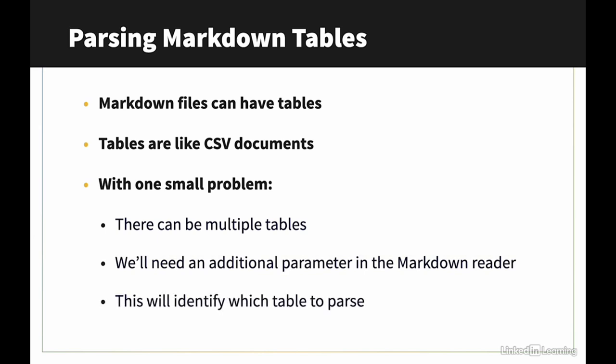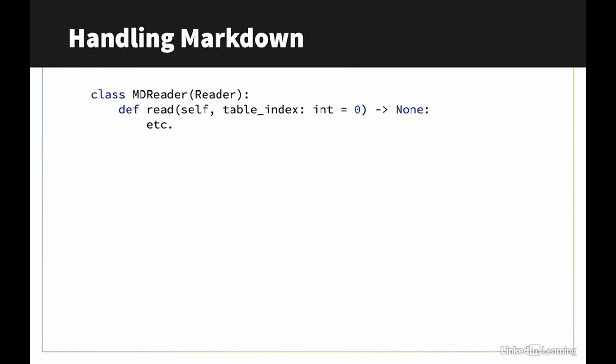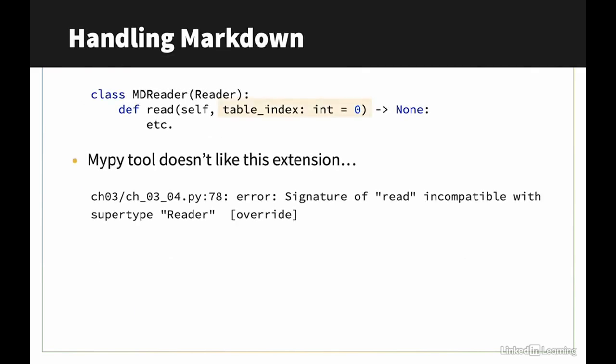But if we try to introduce an additional parameter to the read method, we can create a Liskov substitution problem. It looks like this. Here's an example of trying to introduce a new table index parameter to the read method. We get a warning from MyPy telling us that the signature of our subclass read method is incompatible with the superclass reader. MyPy calls it a super type, but I've been calling them superclasses. The problem, however, is the same. The subclass doesn't match the superclass.